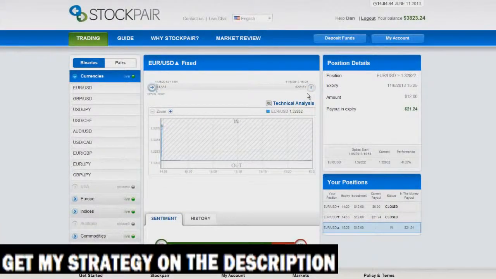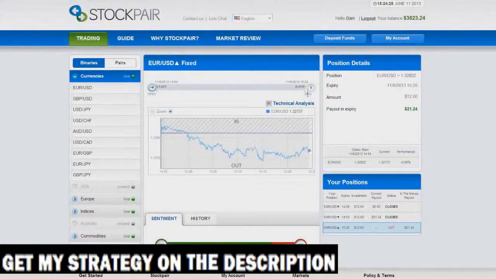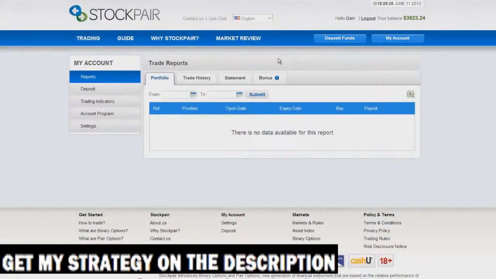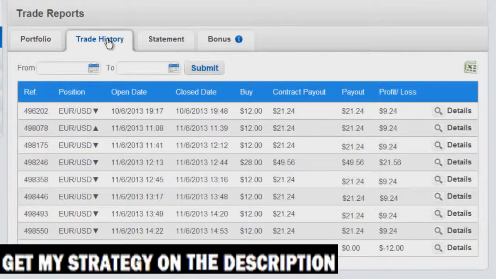moments. Alright, welcome back. Now, the trade we submitted earlier is now going to expire. And now this was a losing trade. You see the payout is 0. I'm going to check my trade history again. We'll click on the My Account tab at the top of the screen. Okay, let me go ahead and click on the trade history up here, and you're going to see a list of all my trades that I've submitted.